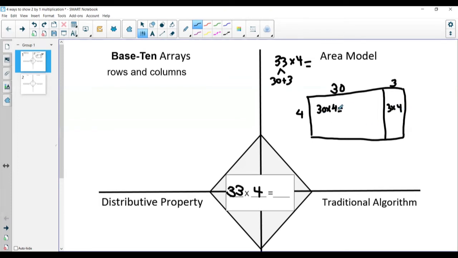30 times 4, I can think 3 times 4, 3 tens times 4 is equal to 12 tens. And then I add a 0 at the end because there are no ones. 3 times 4 is equal to just 12. That's 3 ones times 4. Then I'm going to add this all together to find the total amount of area within this rectangle. 120 plus 12 is equal to 132. So 33 times 4 is equal to 132.